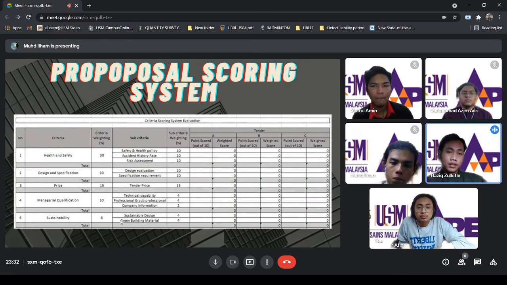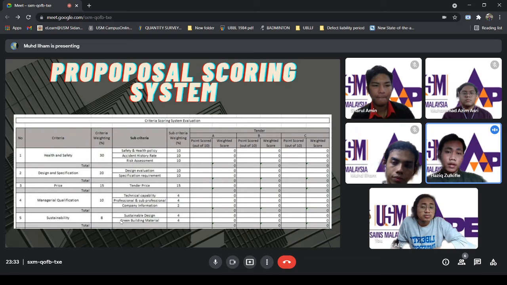Moving on to the next criterion, which is price. This criterion is given only 15% because the client should be ready to spend for the approximate project price. As long as it does not deviate much, it will be considered reasonable.